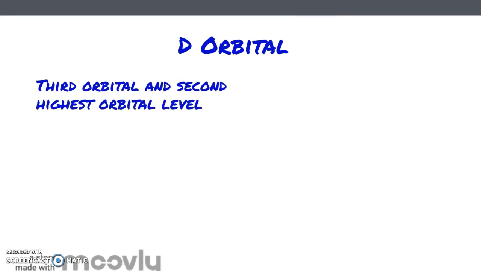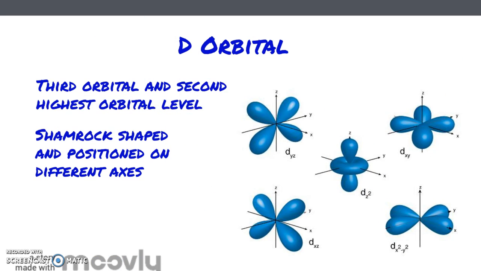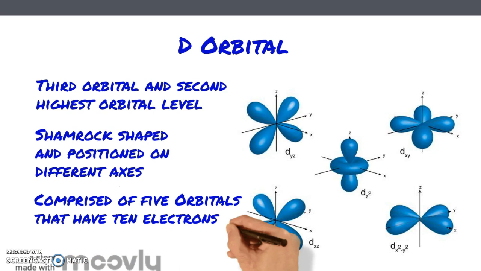After that, we have the d orbital. It's the third orbital and second highest orbital level, shamrock shaped and positioned on different axes, and is comprised of 5 orbitals that have 10 electrons total.